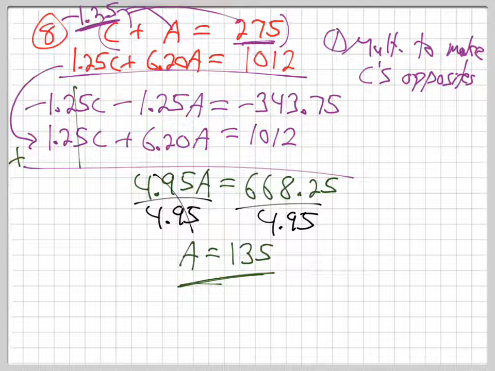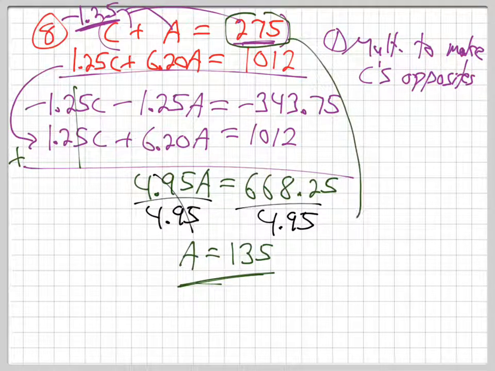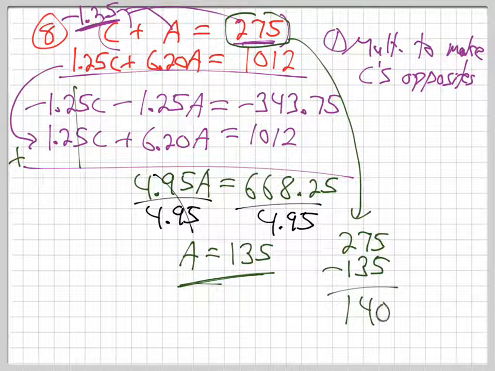How do you find out children? Well, we know 275 total. So if we take 275 and subtract 135, we get 140. That must be the number of children that came, 140. So there we go.